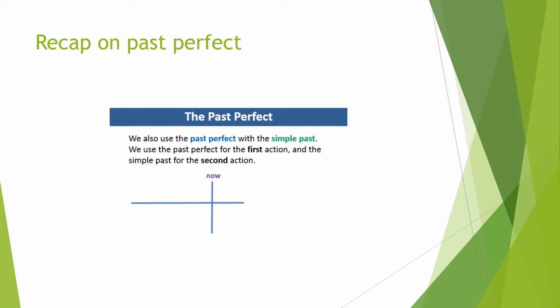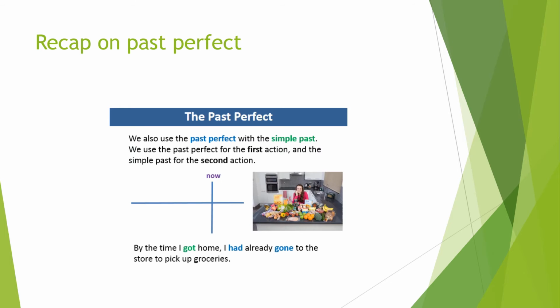We also use the past perfect with the simple past. We use the past perfect for the first action and the simple past for the second action. By the time I got home, I had already gone to the store to pick up groceries. Here, we are using the past perfect to describe the past of the past. Using had gone shows that the speaker went to the store first, and that this was finished before she got home. By the time, in this sentence, also has a similar meaning to the word before.